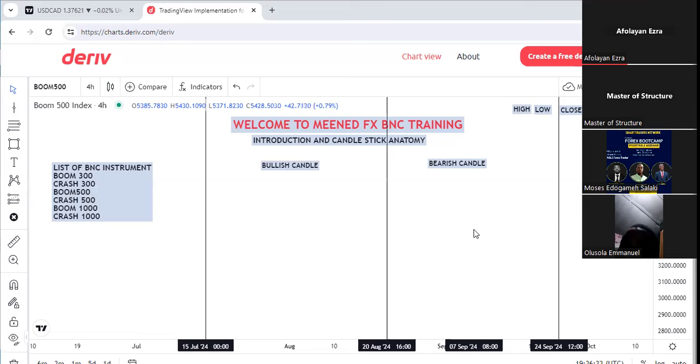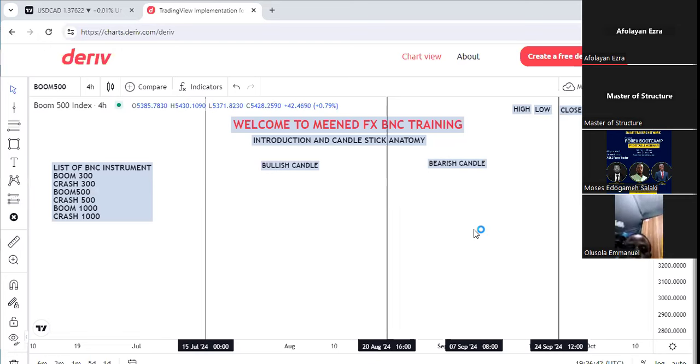So that's that on that asset. It's a very good asset to trade anyway. I really, really like it. I focused on it recently, that's Crash 300, and it is doing amazing things. So I'm just trying to introduce them to you one after the other.